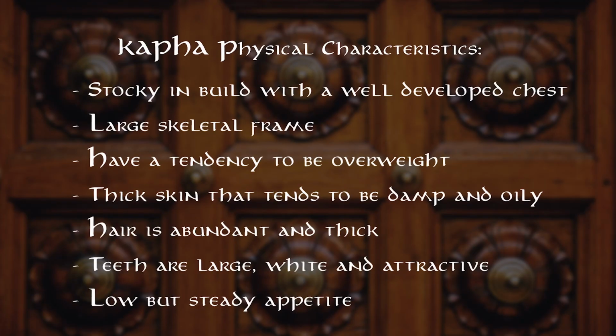Physically, Kaphas are going to be more stocky in build, with a well-developed chest, with a larger skeletal frame, bigger bones. They often have a tendency to be overweight. They carry more fat on the body. They have thicker skin that tends to be damp and oily. Their hair is abundant and thick. Their teeth are large, white, attractive. They have that $1 million smile.